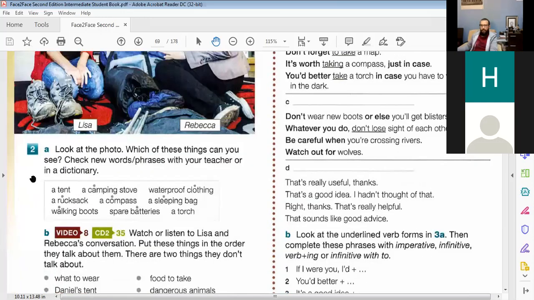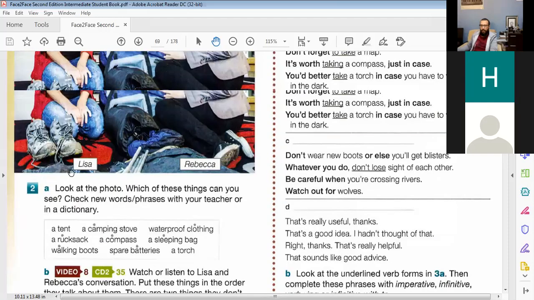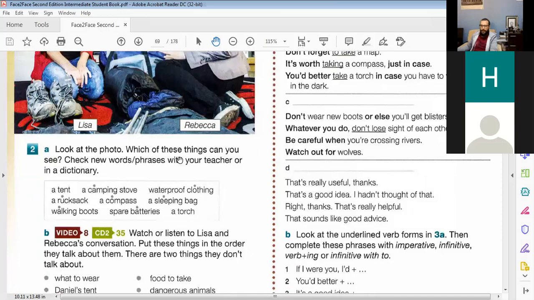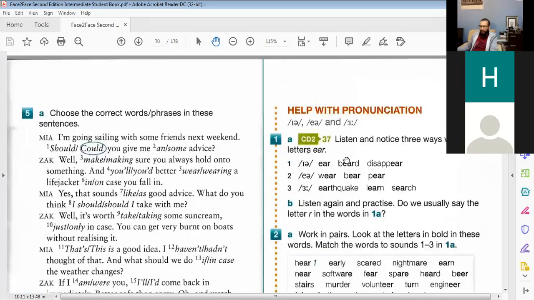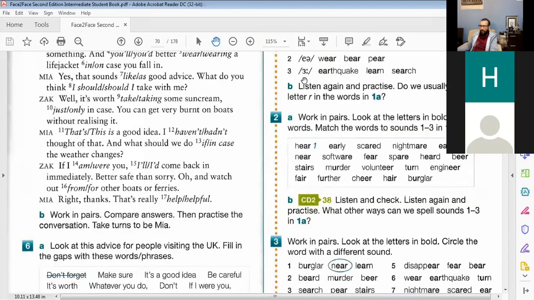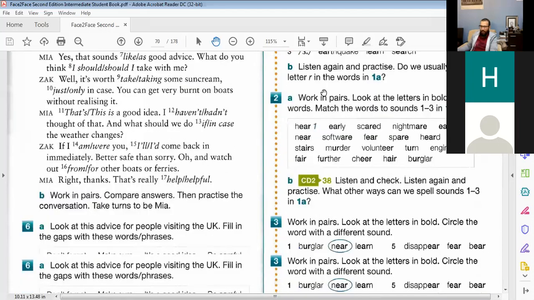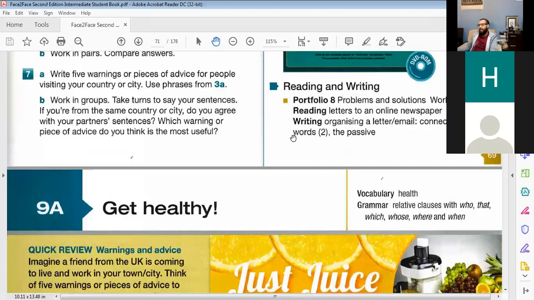And also we'll learn a little bit about camping vocabulary, some of the things that people usually take when they go camping. We'll do a nice exercise here. We'll talk a little bit about pronunciation, these three different sounds: the ear sound, and the air sound like where, air, bear, pear. And then we have the long sound: earthquake, learn, search. So we'll practice these three different sounds. I don't know if we can finish that and go to number 9 or not, but let's see.